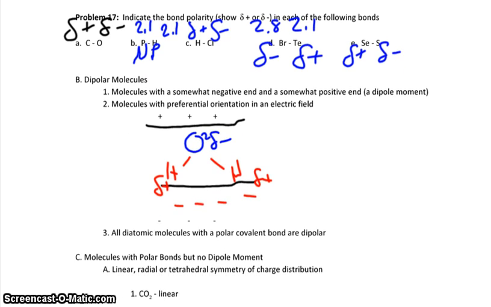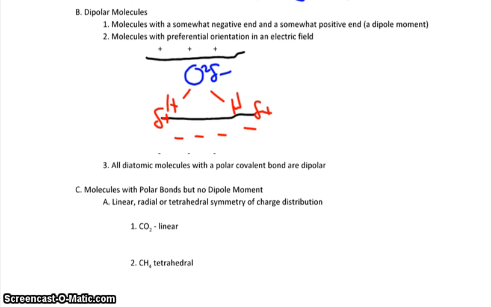So it's very important that you look at two things. You've got to look at their symmetry and you need to look at their bond polarity. It says all diatomic molecules with a polar covalent bond are going to be dipolar. So any two-atom molecule that has a polar covalent bond is going to be dipolar. If they're different atoms, such as HF, it's a diatomic molecule, it has a polar bond, and the whole molecule itself is dipolar. It has two poles, a positive pole and a negative pole.